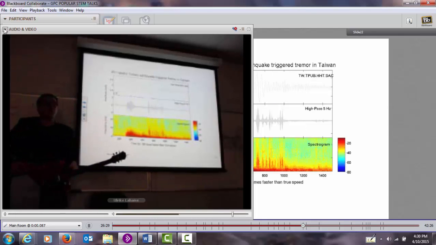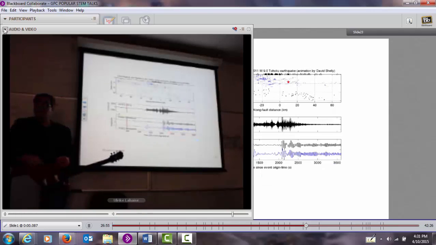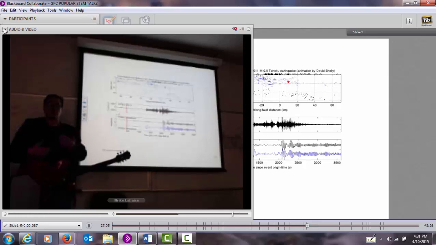Okay, this is a tremor that was triggered in Taiwan. This event in Japan, thousands of miles away from Taiwan, triggered an earthquake in Taiwan. So in other words, the way it's coming from Japan, yeah, there's enough energy there to actually affect some configuration of the Earth's plates or some cracks and fractures in Taiwan. It's enough energy.